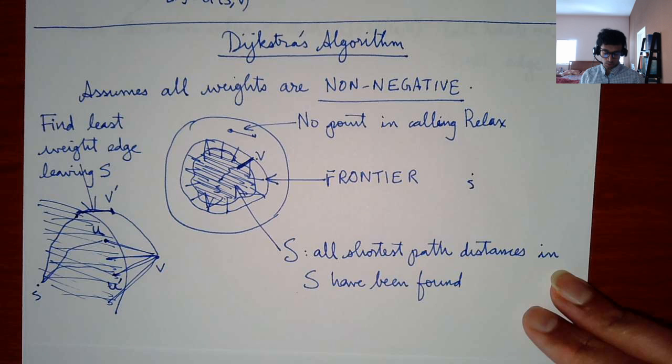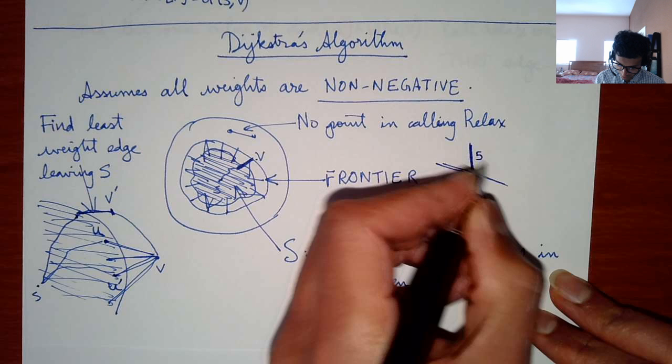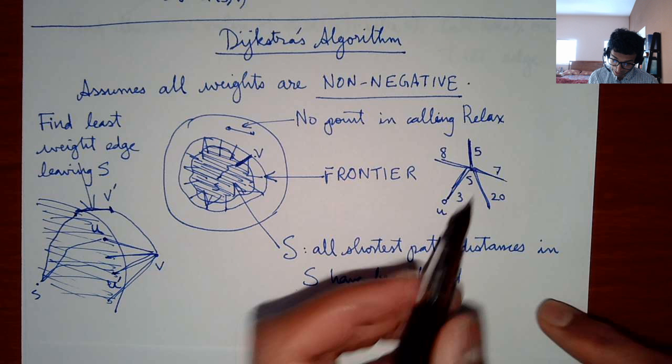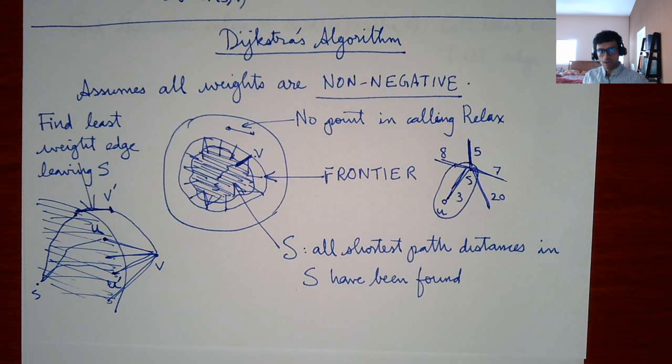Now look at the edge of minimum weight. And let's say these are the weights: 5, 7, 20, 3, and 8. You know that the shortest path to U has to be 3, because any other path goes from somewhere else, and because all the weights are non-negative, every other path will have to have weight at least 3. Actually, it has to have weight at least 5. So you're guaranteed that this is part of the shortest path. And then you can apply this logic again and again.